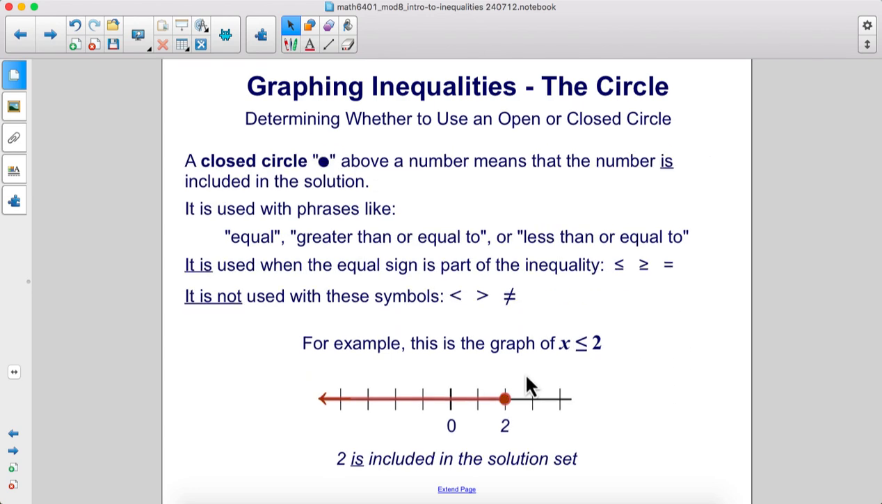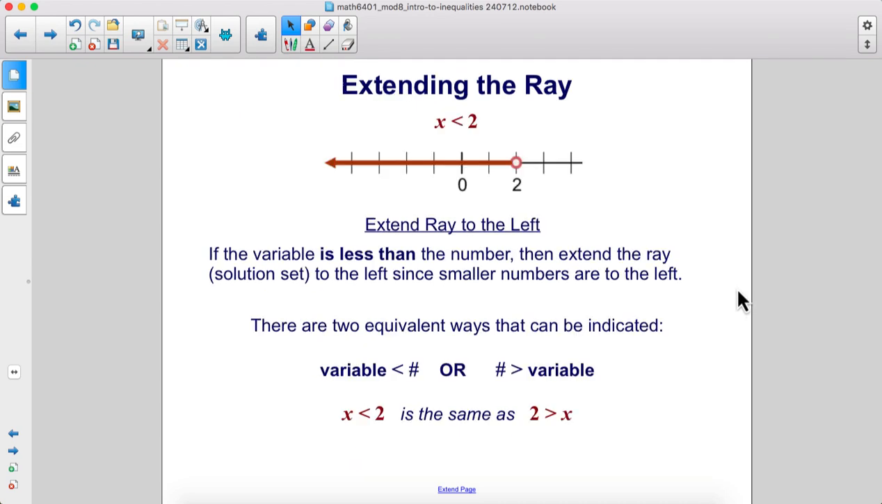set. A closed circle, a filled-in circle, above a number means that the number is included in the solution. It is used with phrases like equal, greater than or equal to, or less than or equal to. It is used when the equal sign is part of the inequality, like in these symbols. It is not used with these symbols. For example, this is the graph of x is less than or equal to 2, where 2 is included in the solution set. If the variable is less than the number, then extend the ray to the left, since smaller numbers are to the left.